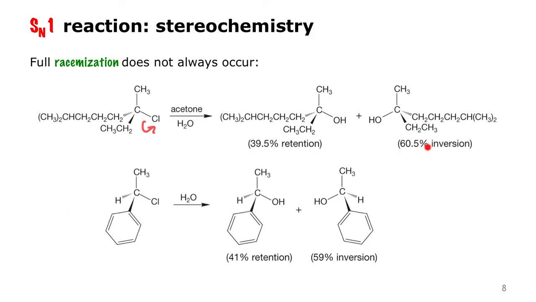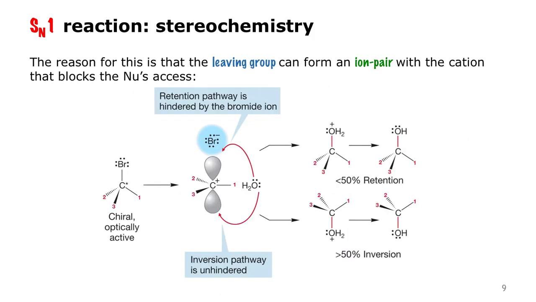So not racemic, but a non-racemic mixture of enantiomers that favors the inverted configuration. It turns out that all of the examples of this sort of behavior always favor inversion. This example, the second example, is a secondary alkyl chloride, which is also chiral, in water, undergoes SN1, and we get 41% retention and 59% inversion. So why do we get a little bit more inversion than we do retention?